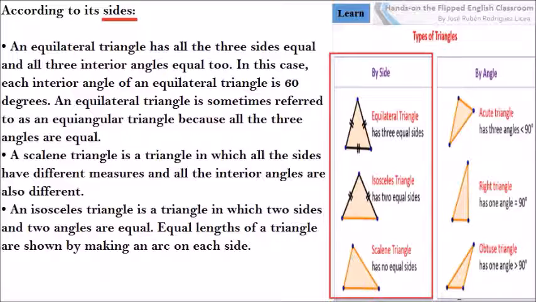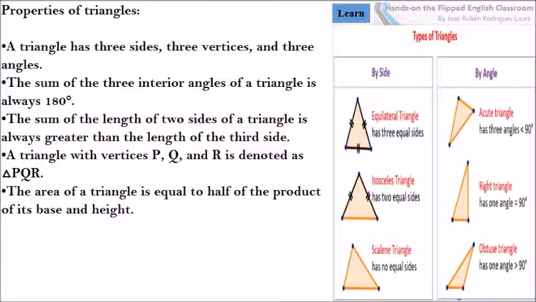A scalene triangle is a triangle in which all the sides have different measures and all the interior angles are also different. An isosceles triangle is a triangle in which two sides and two angles are equal. Equal lengths of a triangle are shown by making an arc on each side.